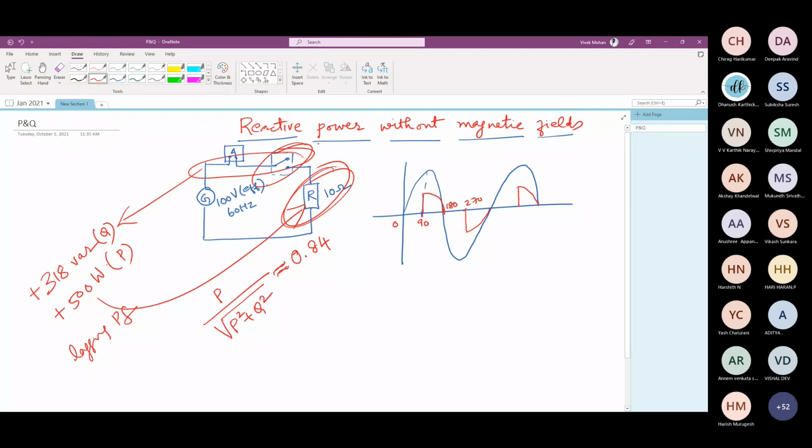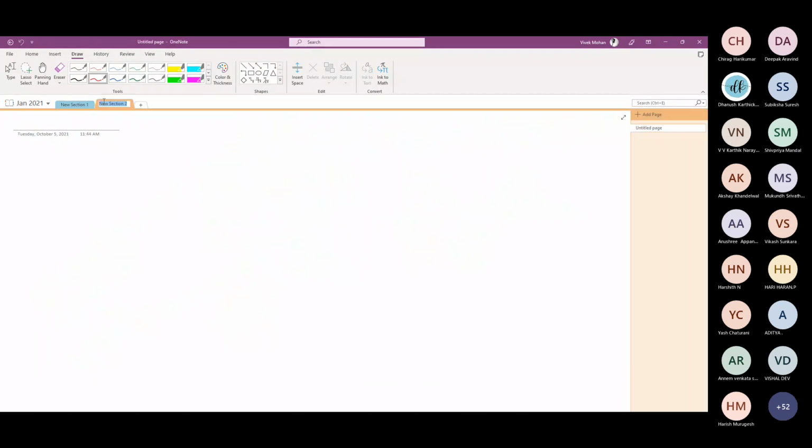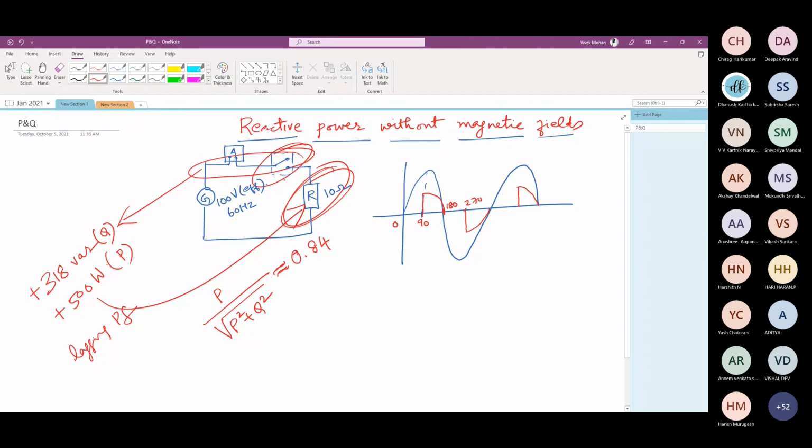Now here, sir. Yes, tell me. Please once again tell how it is lagging, sir. I couldn't understand. See, here the switching is done. See, this switching, sometimes it closes, sometimes it opens, and rapid switching is done in this period.